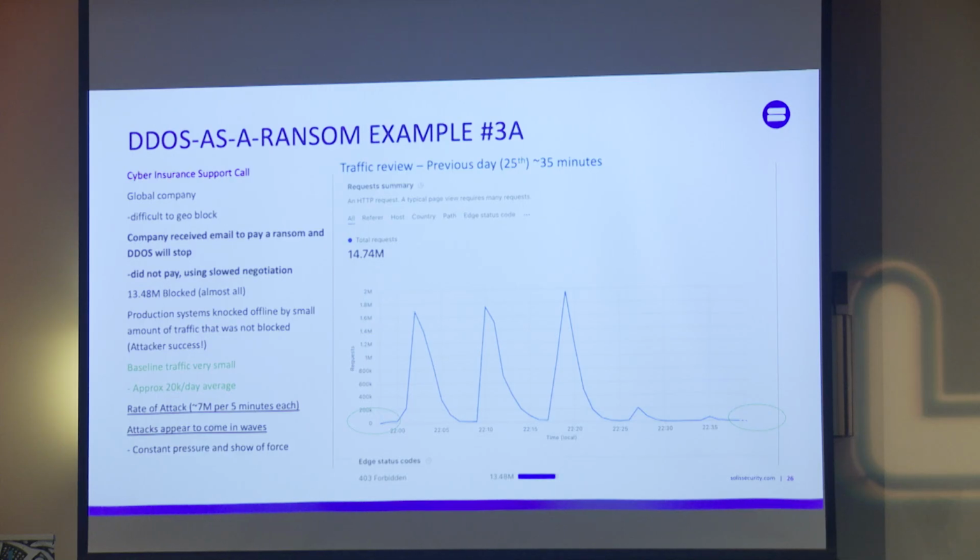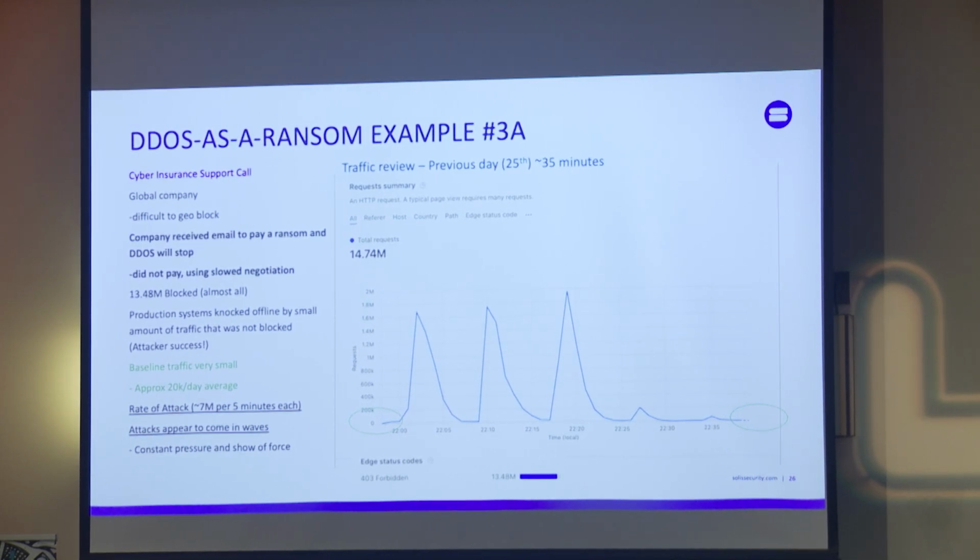But it was a small amount that got through that still took them down. But you can see 3 waves in here in about 35 minutes, right? Then they got a ransom note saying, hey, we'll stop doing this if you give us money. And so they called their insurance. They're like, hey, what do we do? We have protections against this stuff, DDoS attacks.